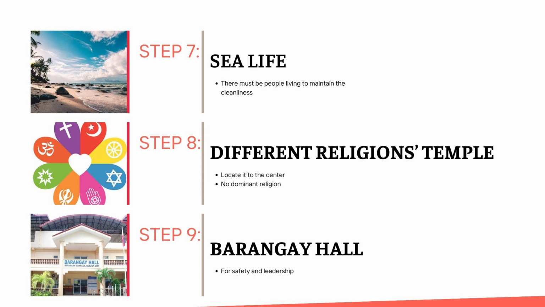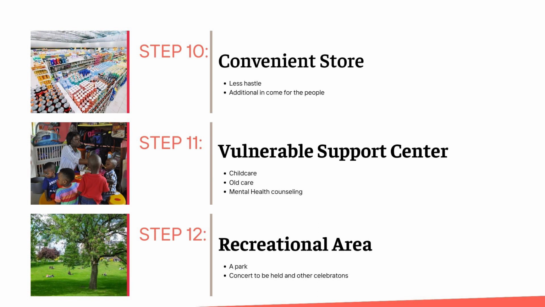So there would be a leader or someone who will organize that particular residential area. Step number 10 is install a convenience store for the people for additional income and also for less hassle. Step 11 is put a vulnerable support center for child care, old care, and mental health counseling.